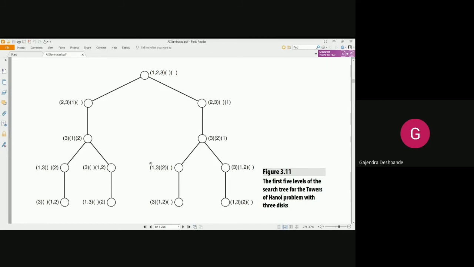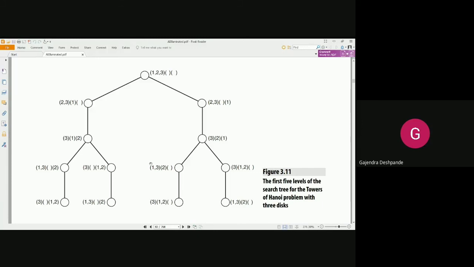Now then what are the solutions? At the top we have the smallest disk. Then there are only two possible solutions. You have to move that smallest disk either to the second pole or the third pole. Okay, either to the second peg or the third peg. You can see the same thing represented here. Okay, 2, 3 is in the first peg. Then we have moved 1 to the second set of brackets on the left hand side of the tree, and on the right hand side of the tree, we have moved the same first disk to the third set of brackets. So these are the only two possible solutions available to us.